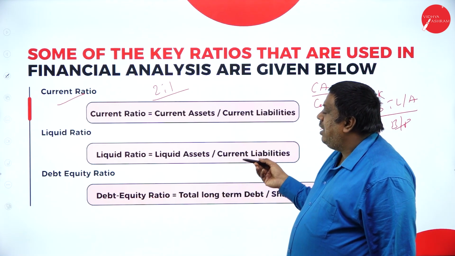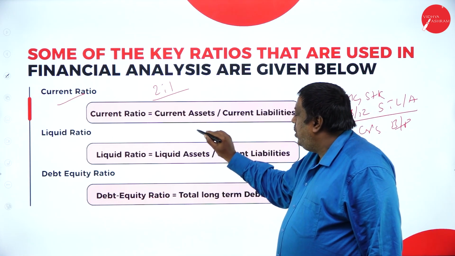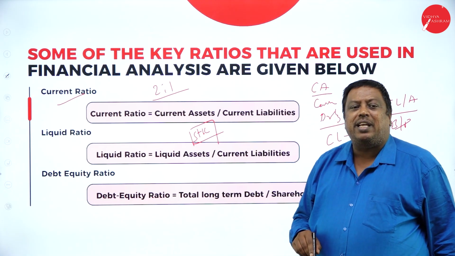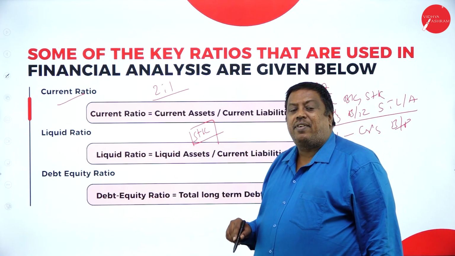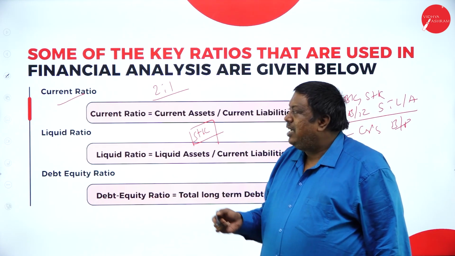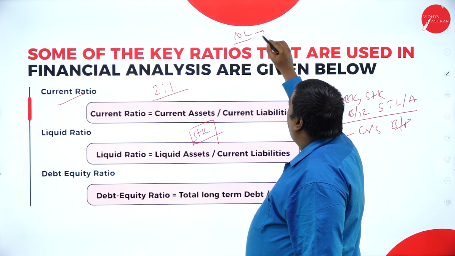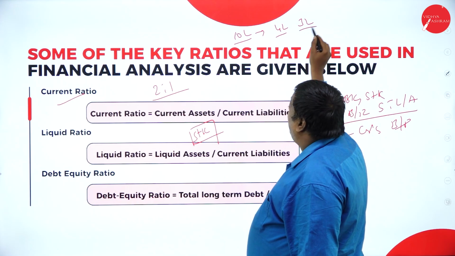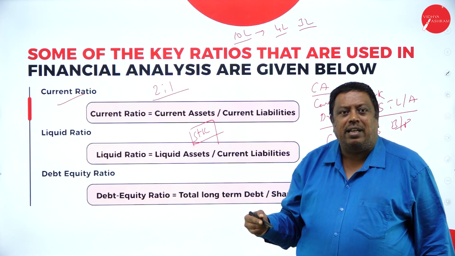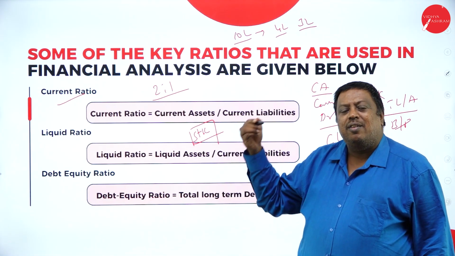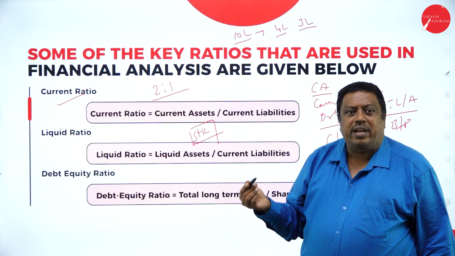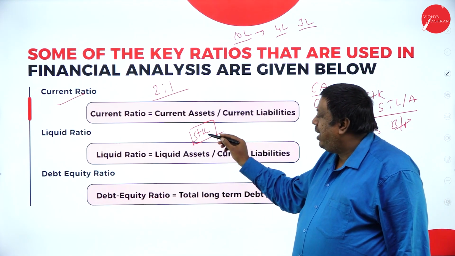Liquid assets are those assets excluding stock and prepaid expenses. Stock cannot be considered a liquid asset, because if I want to sell it and approach a party, for something worth around 10 lakhs they will offer only 3 to 4 lakhs. When I approach the party to buy the product, the value of the stock is always much less. So stock does not fetch the actual value recorded in our books of accounts. For that reason, we exclude the stock.